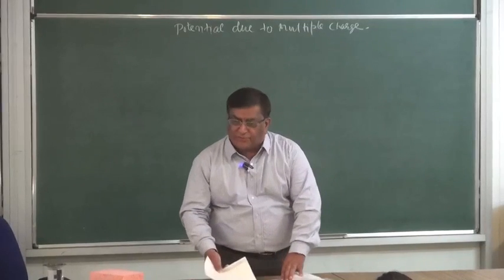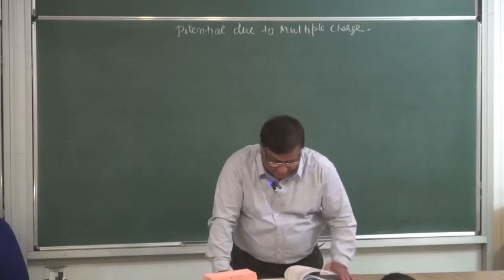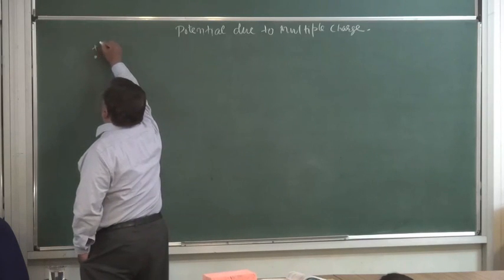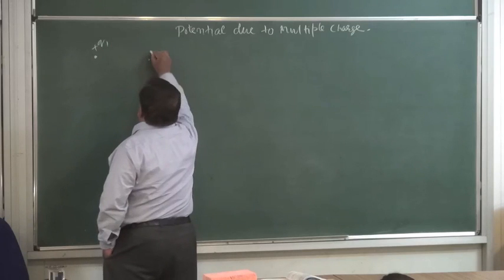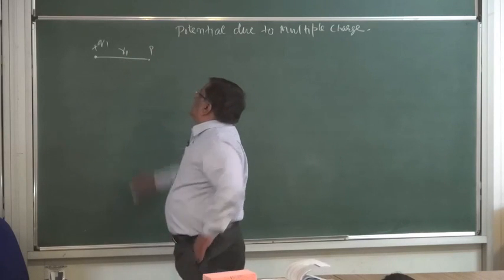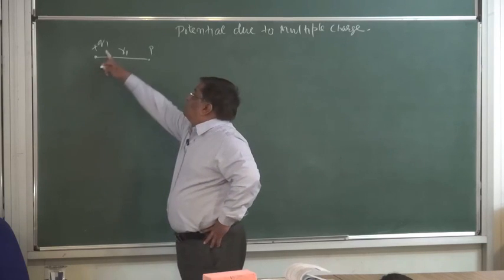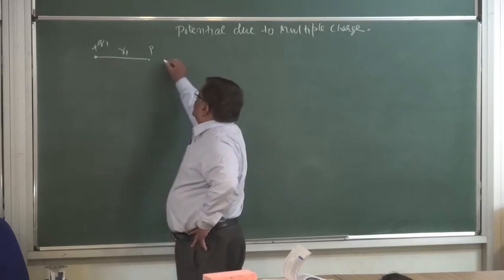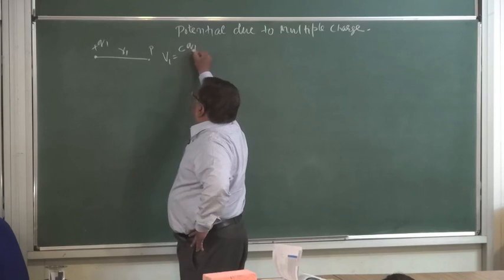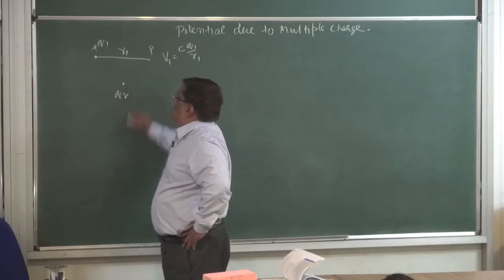This may be both positive charges, both negative charges, or one positive and one negative charge. Anything. Okay, here is a point. At this point P, distance R1. This point P has a potential. How much is that potential due to plus Q1? Answer, V1 is equal to Coulomb's constant, Q1 upon R1.